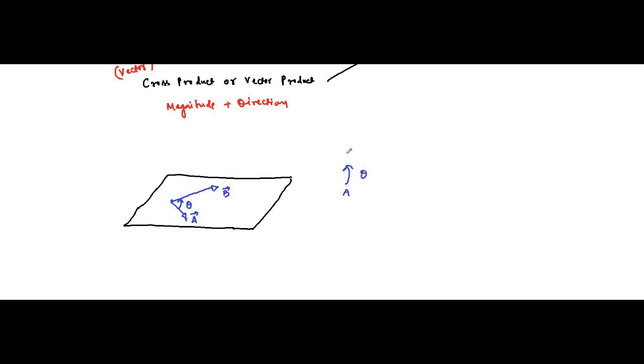So that is very important. Okay, so this is the xy plane. Let's say we can take any plane. So we have two vectors confined in it. Okay, now the vector product or the cross product of these two vectors is represented as A vector cross B vector. This is the mathematical representation of cross product or vector product.